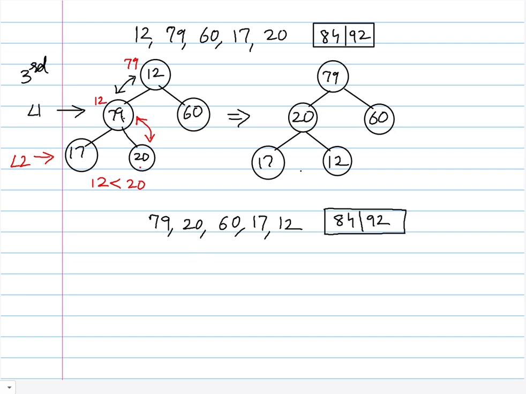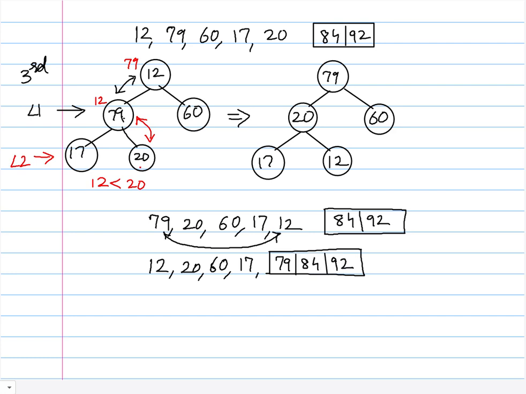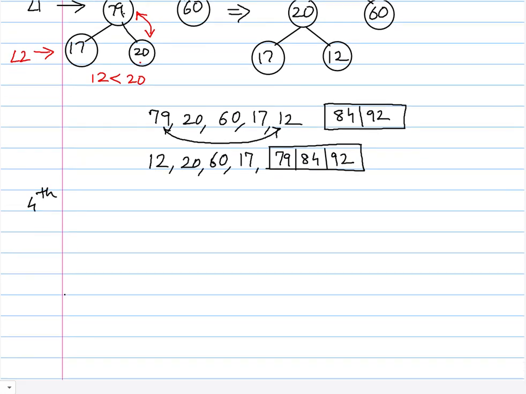Now you have got the max heap, and the maximum element is 79, so swap it with the last element. So now your unsorted array will have first element as 12, followed by 20, then 60 and 17, and this 79 now gets added to your sorted part. So 79, 84 and 92. So that's the end of your third phase. Then we'll go with the fourth phase, fourth pass.